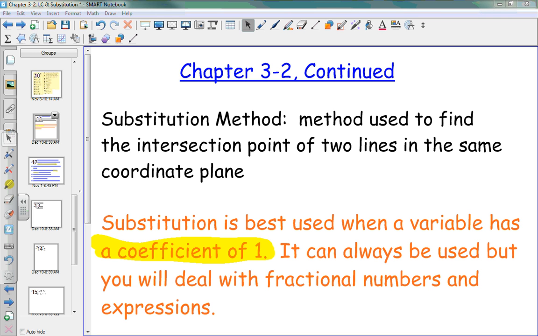Chapter 3-2 continued. Substitution method. This is the third method that we're going to be using to find the point of intersection. Substitution, very simple.